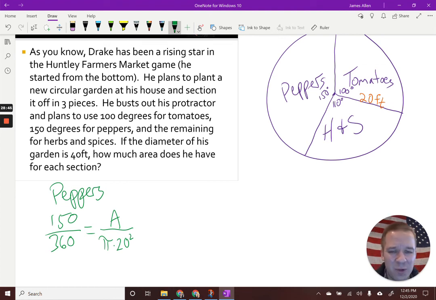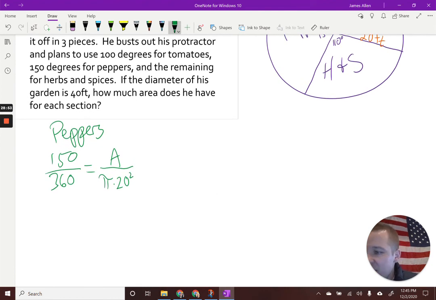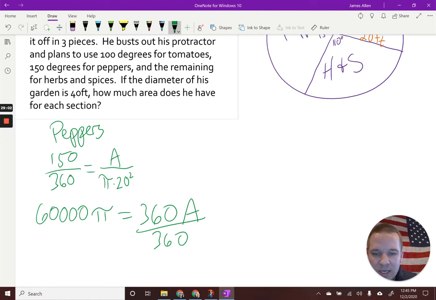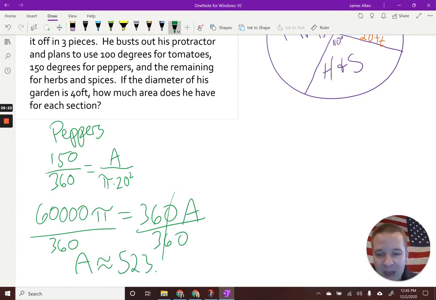Let's do that. All right, so once I do that here, when I multiply 20 squared by 150, I get 20 squared times 150 gives me 60,000. Keep the pi there, equals 360 times A. And I'll divide by 360. And at this point in time, I'm going to end up getting fractions, but because this is an application problem, I'm going to go with the decimal. So I'm going to multiply everything out, 60,000 divided by 360 multiplied by pi, and my area ends up being, let's go to 3 decimal places here, 523.5987.